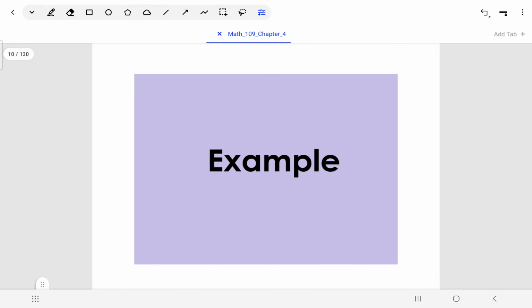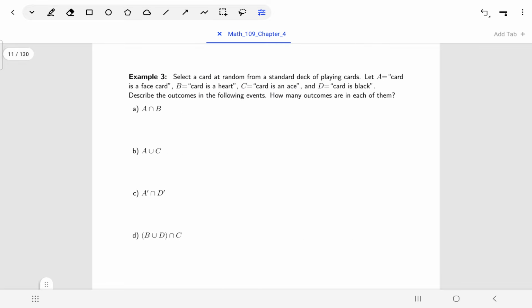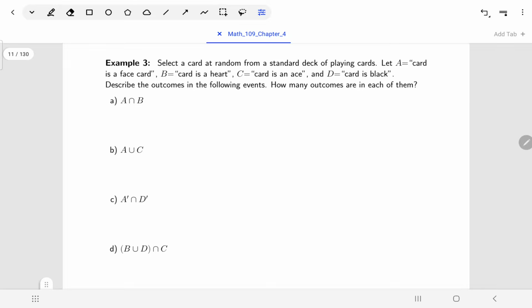All right, let's do another example. I have 4 events listed here for my experiment. My experiment is selecting a card at random and then just observing what kind of card I've observed. A is that the card is a face card, B is that the card is a heart, C is that the card is an ace, and D is that the card is black. Now I want to take these things that I've written with set theory notation, A intersect B and all the rest, and write them out in words. What exactly is this event referring to?